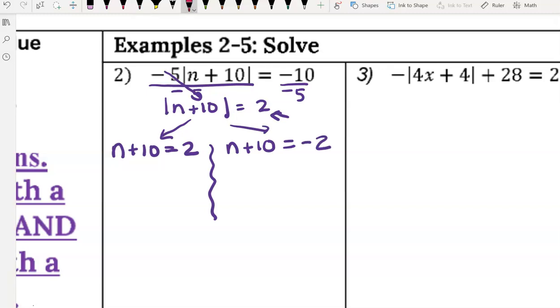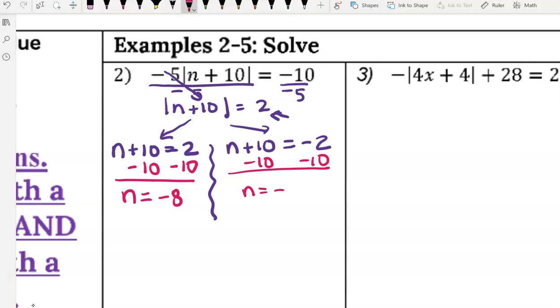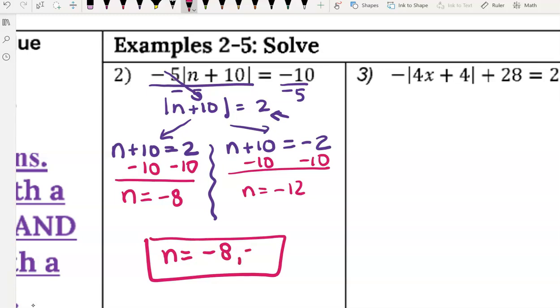And then you solve normally, like your basic algebra, right? So -10 to both sides. It's going to say n equals -8, and then -10 to both sides, and then it's going to say n equals -12. So we are going to box our answer. N is -8, comma, -12, just like that.